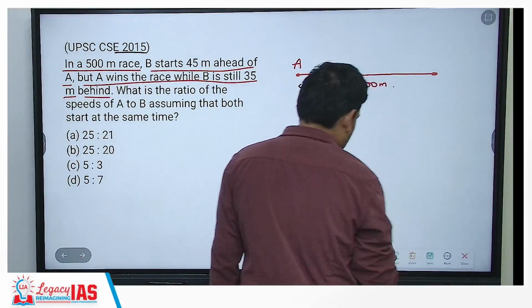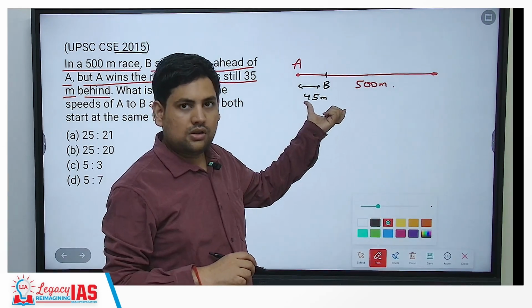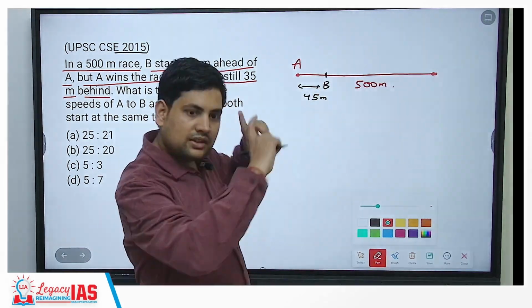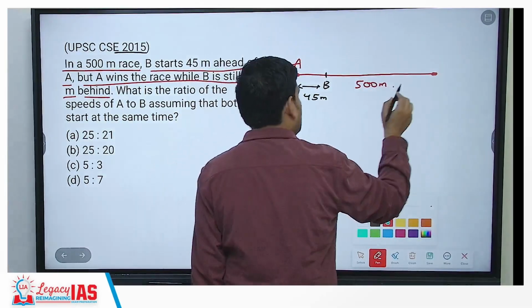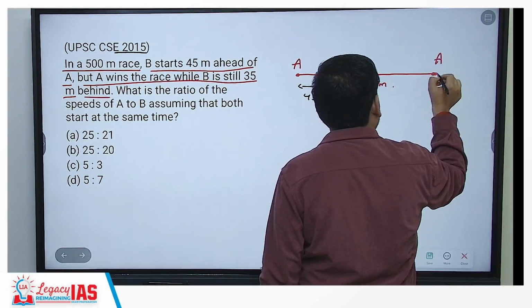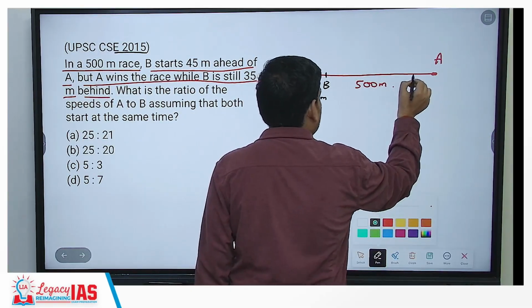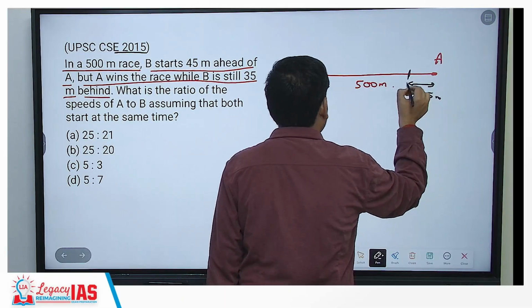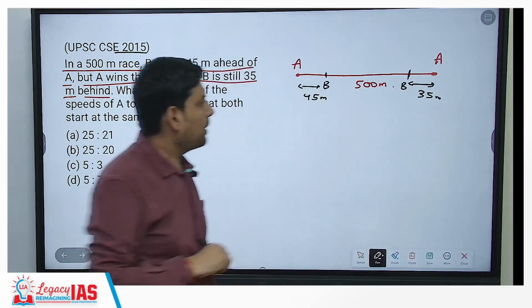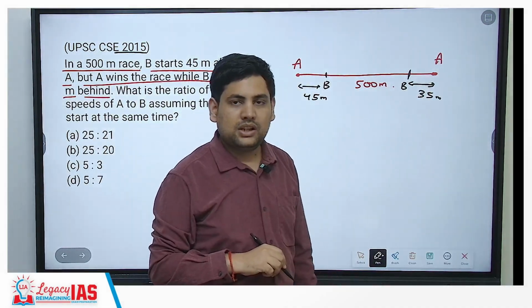So now, see, this is the starting snapshot. Okay, I took the picture at the start. So this will look like this. Now, at the end, A will reach here, correct? At the end point. Now, according to the question, B is still 35 meters behind. Correct? When A finishes, B is still 35 meters behind.